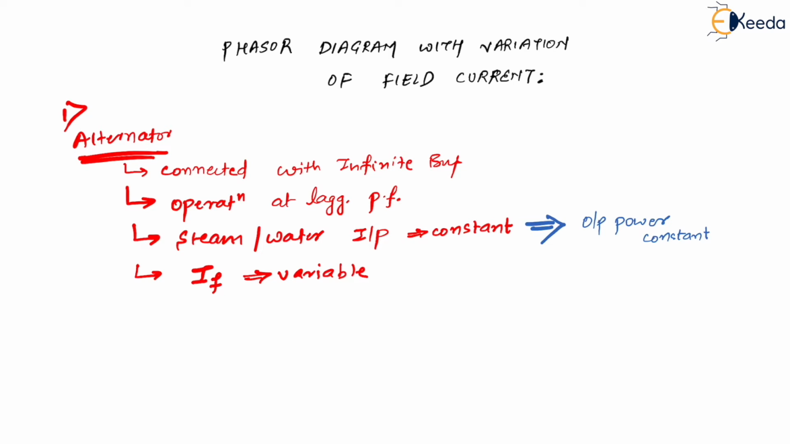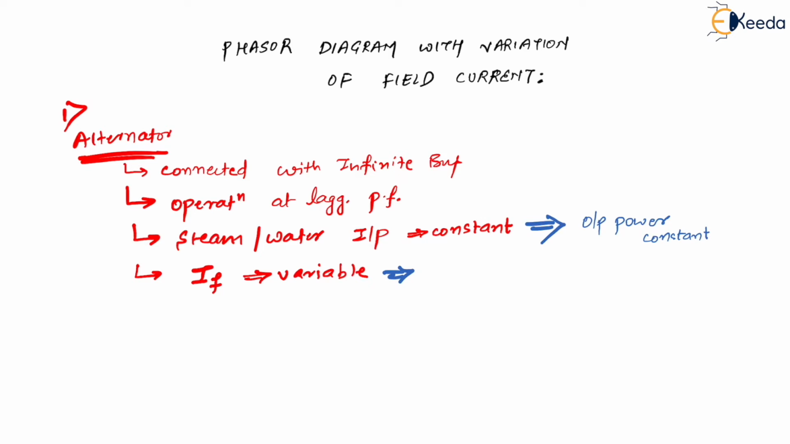Now next, If is variable. What does that imply to us? If is variable means something has to change in the machine, yes or no? Definitely. Students say, sir, if If is variable, what does it mean? Excitation will vary. We will be having things like over excitation, under excitation, and stuff like that.